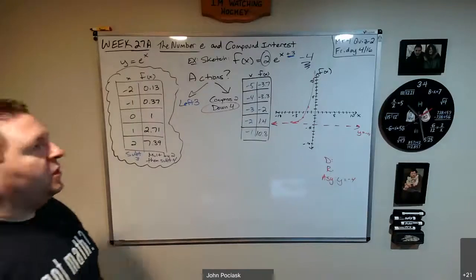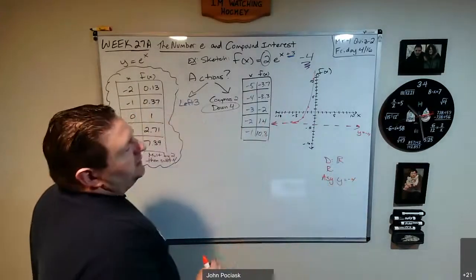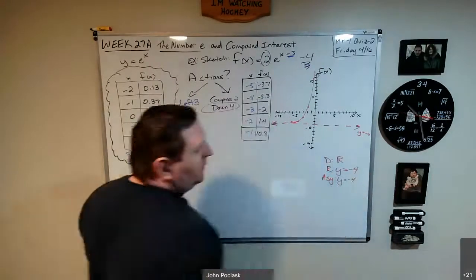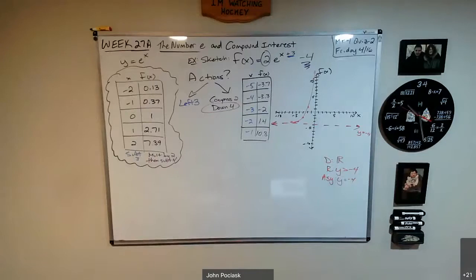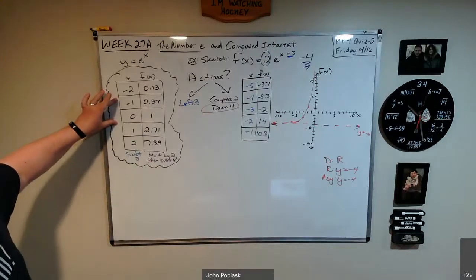Domain, of course, is all reals. And the range, the height of the function, is above -4. So y is greater than -4. I'll give you a few moments to copy any of that. But really, it's no different than what you did last week. It's just this parent function table that is new.